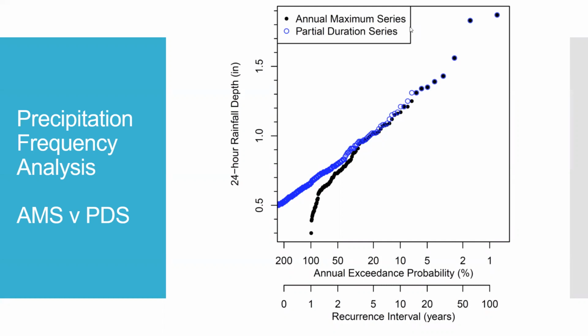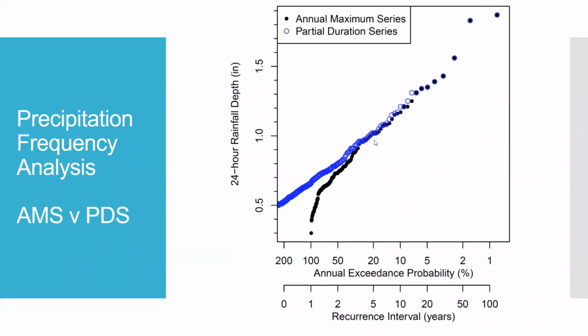There it is. Okay. The black is the annual maximum series. The blue is the partial duration series for a 24-hour event. And what we see here is obviously the annual maximum series stops at 100% or just before 100%, right? Because we only have 1 event per year. And so we can only estimate a P up to like 0.99999. So this is our 1-year recurrence interval event.